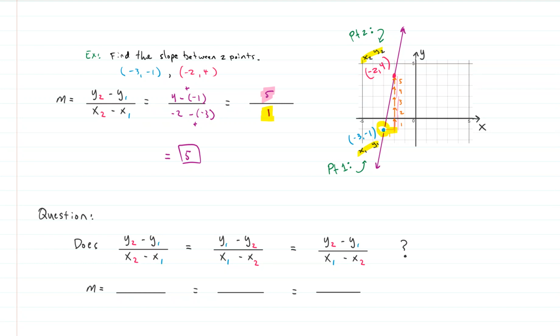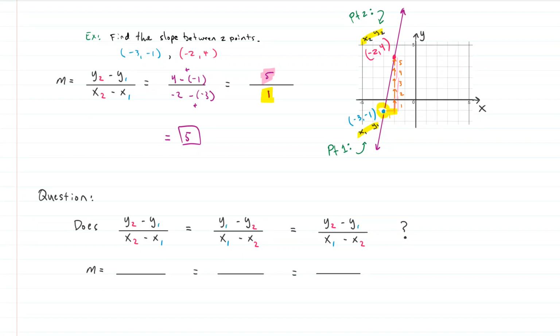y1 minus y2 divided by x1 minus x2. What if we put the 1's first and the 2's second? Will we get the same thing? And what if we kind of mix it up? What if we put the 2's first on top, but we put the 1's first in the bottom? Do we get the same thing? Does it matter? Well, let's quickly run through these, and we'll see if it matters.